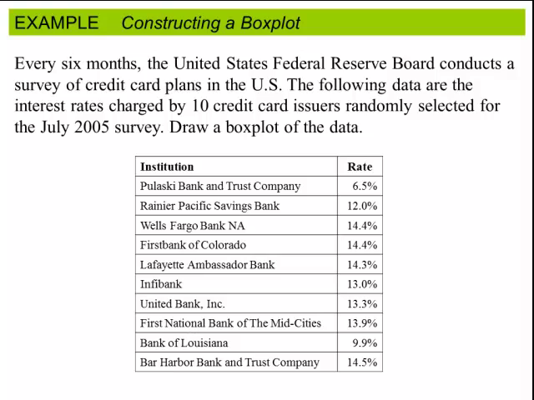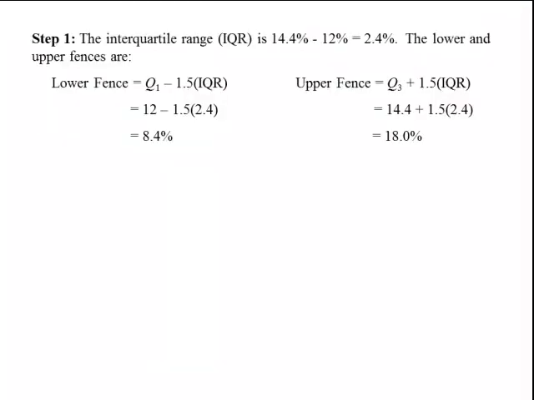Let's do an example. This is the United States Federal Reserve Board data. Let's draw a box plot of the data. We're going to use the quartiles computed from StatCrunch. The interquartile range, IQR, is 14.4 minus 12%, Q3 minus Q1, which is 2.4%. That is going to be the length of the rectangle of our box plot. The upper and lower fences are found by the following formulas. The lower fence turns out to be 8.4%, the upper fence 18%.